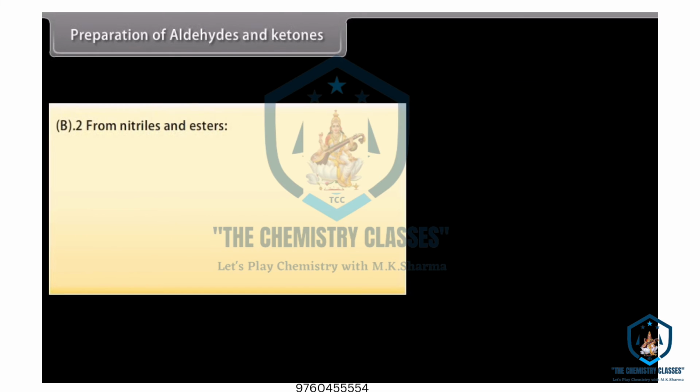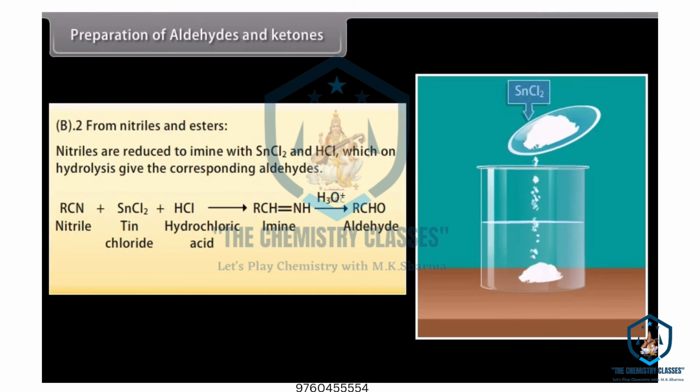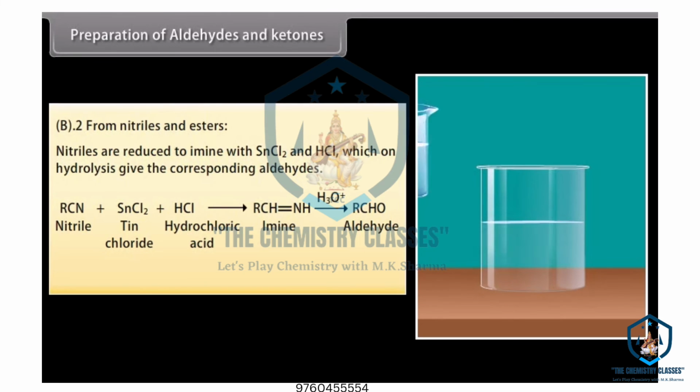From nitriles and esters. Nitriles are reduced to imine with tin chloride and hydrochloric acid, which on hydrolysis give the corresponding aldehydes. This reaction is called Stephen reaction.